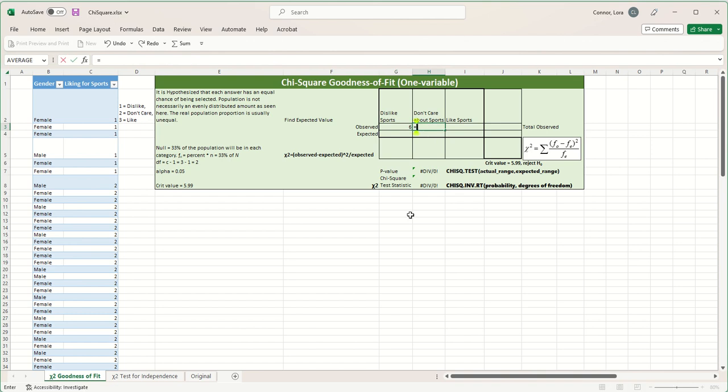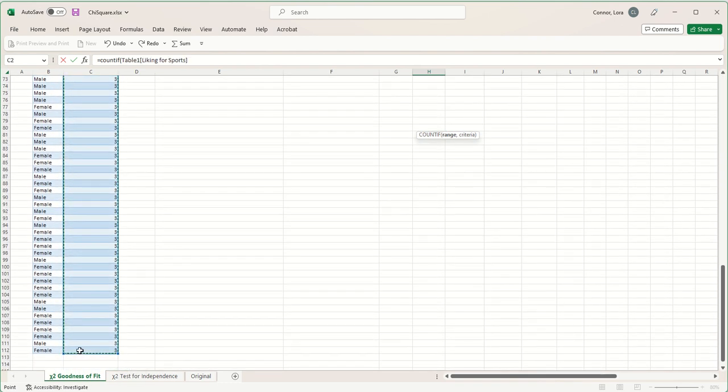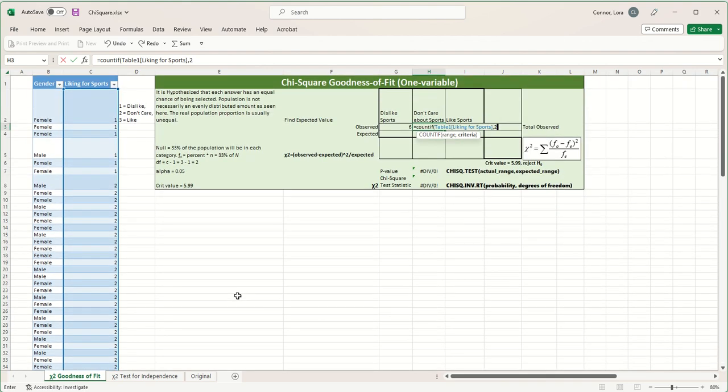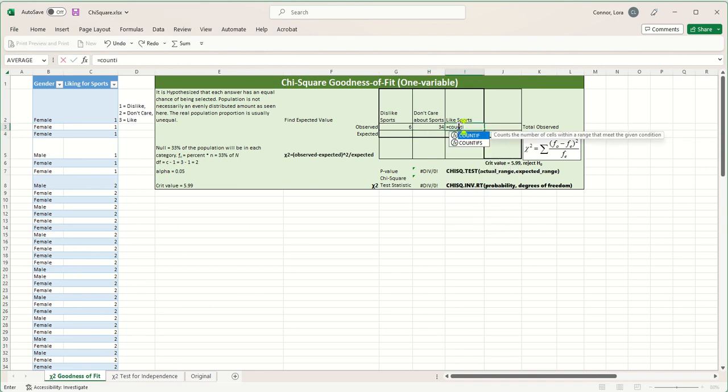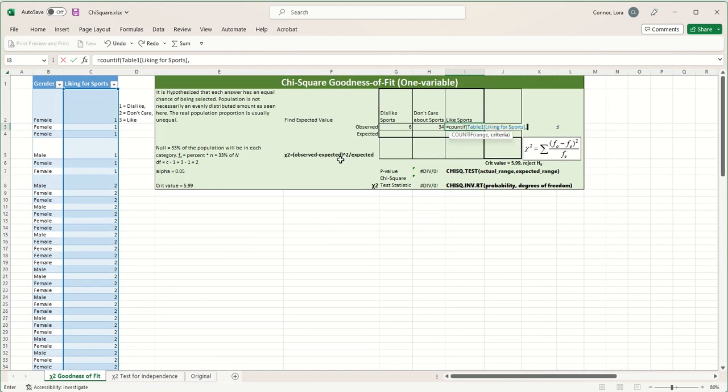So equal COUNTIF, select the data, comma. Now we're going to say 2, because these are the don't care. Close parentheses, hit enter. And the last one, equals COUNTIF, select the data, comma 3, and close parentheses, hit enter.